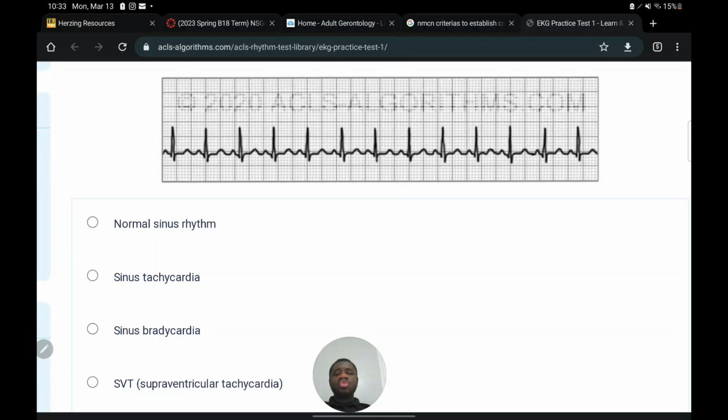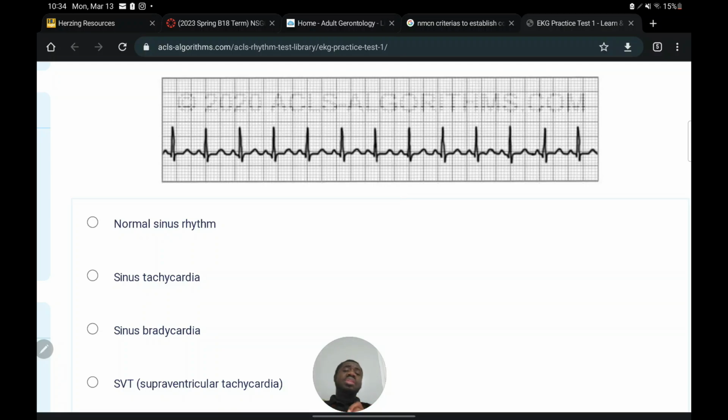Now let's look at this one. What is the rate here? 1, 2, 3, 4, 5, 6, 7, 8, 9, 10, 11, 12, 13. The number of R waves is 13. That is 13 times 10. That is 130 beats per minute. So now you can see that the rhythm is regular. The distance between the R waves is usually fairly the same. So it's regular.